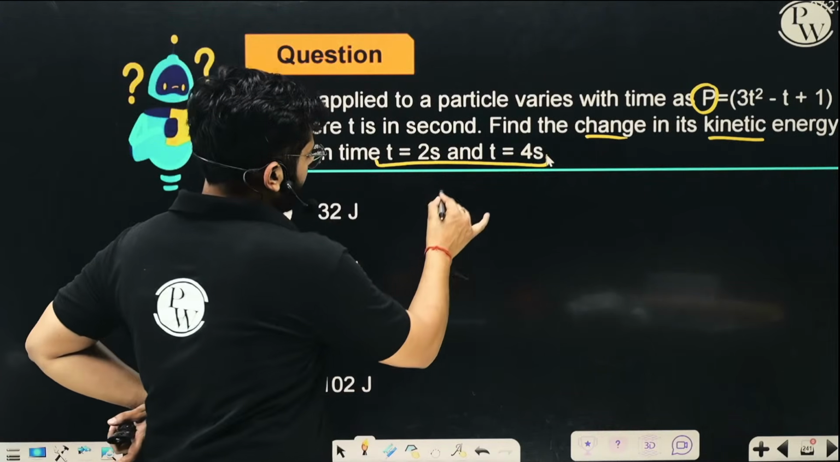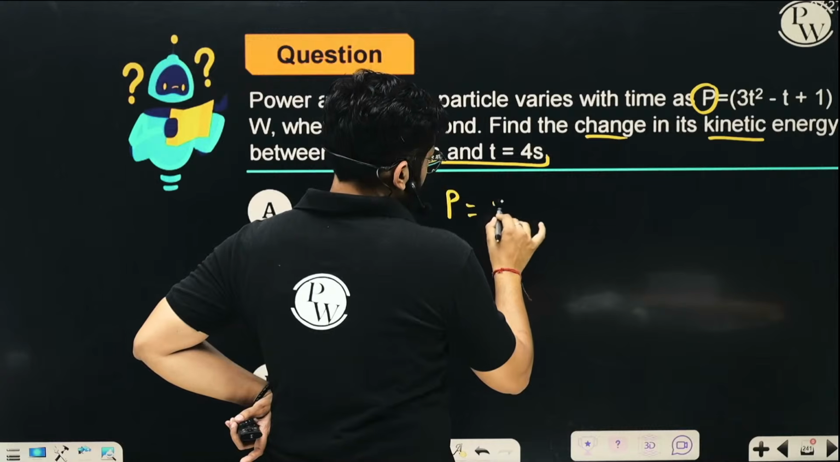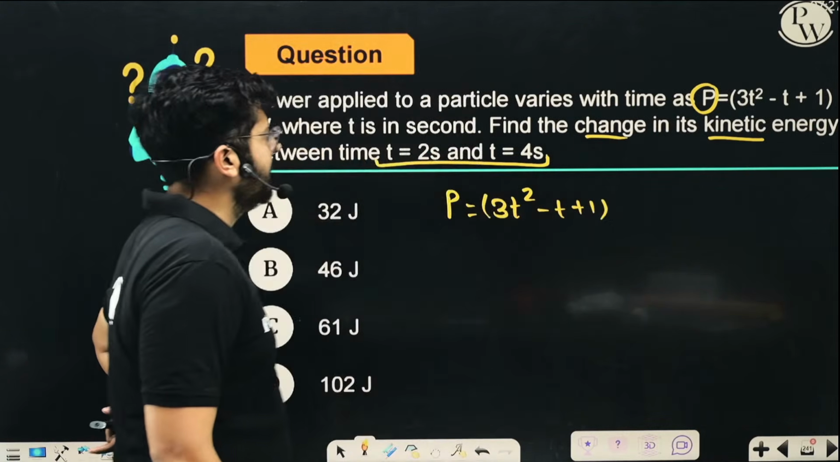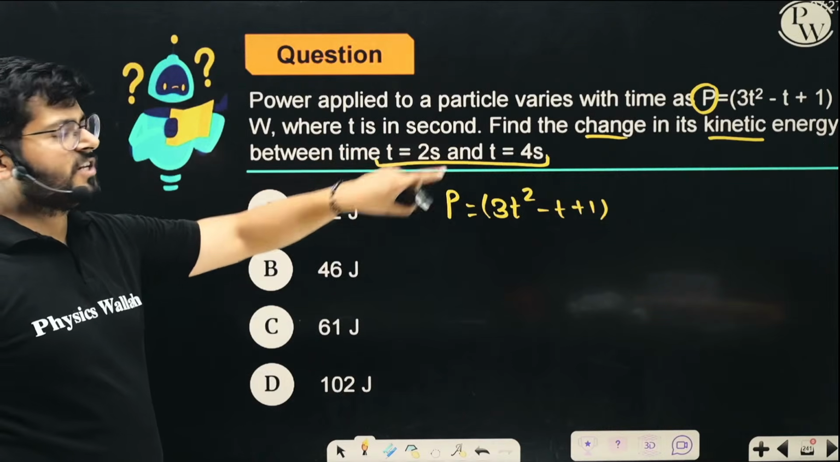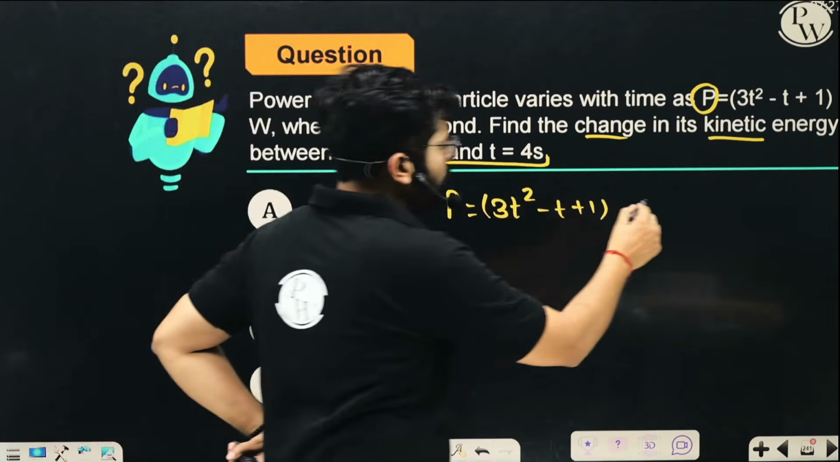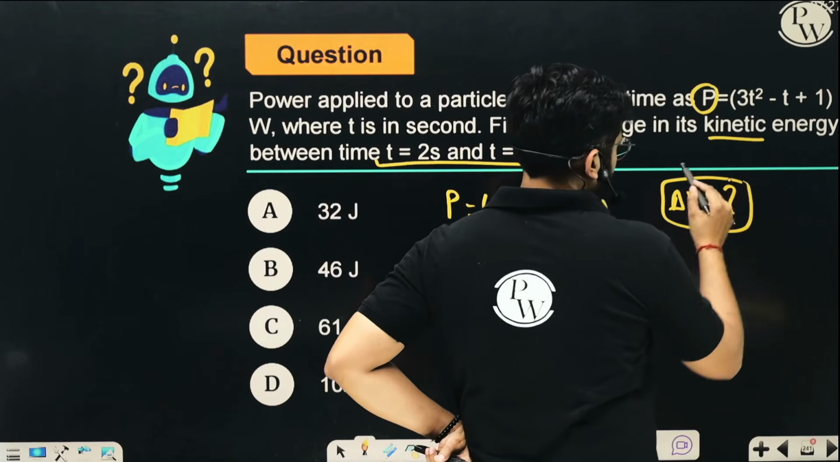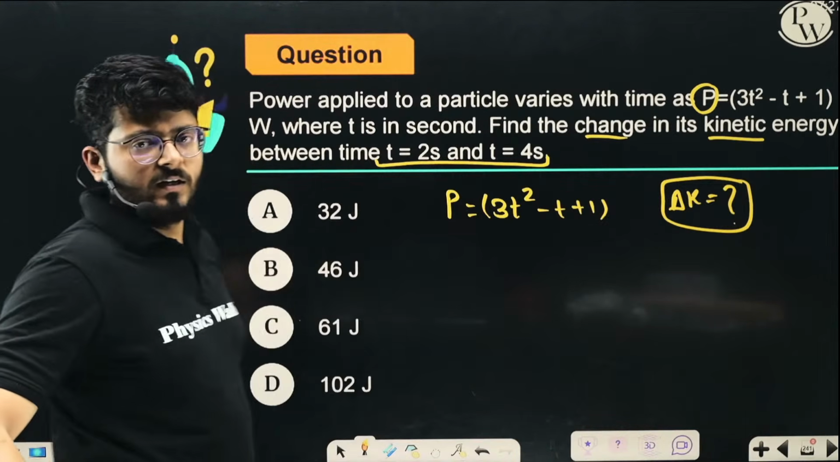Power is given, my dear kids, 3t square minus t plus 1, right? This is how the power is given, right? And you want to know what will be the change in its kinetic energy. They are not asking about what will be the final velocity and all. They are asking about change in the kinetic energy, right, in this situation, in a certain value, right?